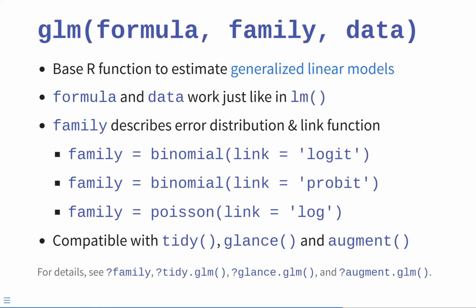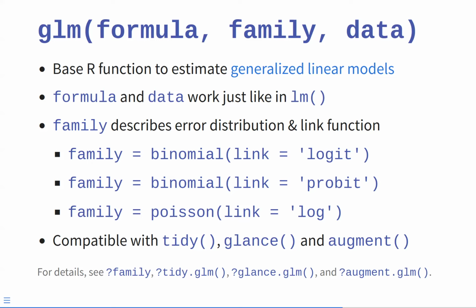GLM works very similarly to how LM works. Remember that LM is the command for linear regression in R. So it takes 3 arguments in this case. 2 of those arguments, formula and data, should look familiar. So formula is just like we had in LM. So all the formula syntax that you know and love can be used here with tildes, pluses, and so on. Data also works just like with LM. So the thing that's new is this family argument. What family is doing is it's describing what are called the error distribution and the link function. If you don't know what those are, don't worry about it too much. I'm just going to give you 3 examples.